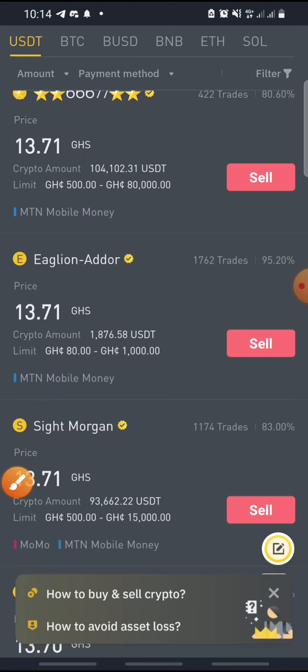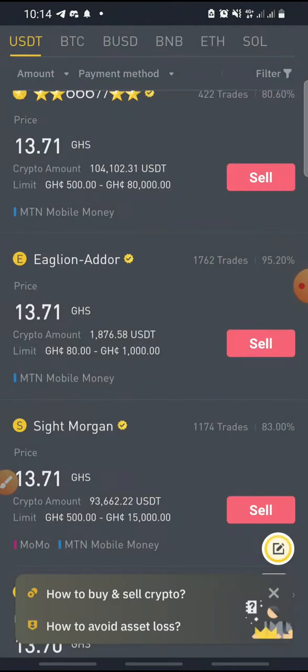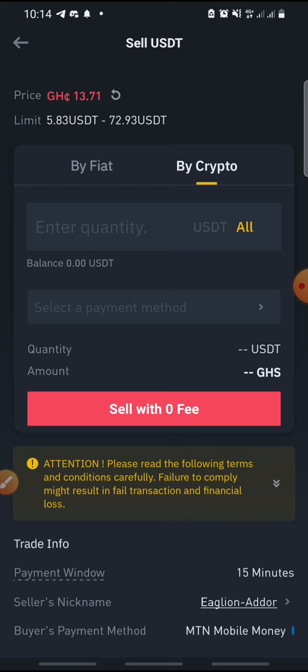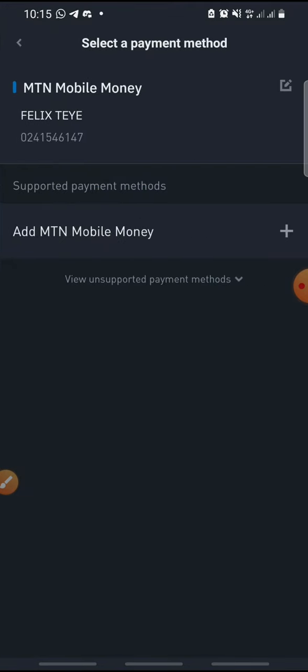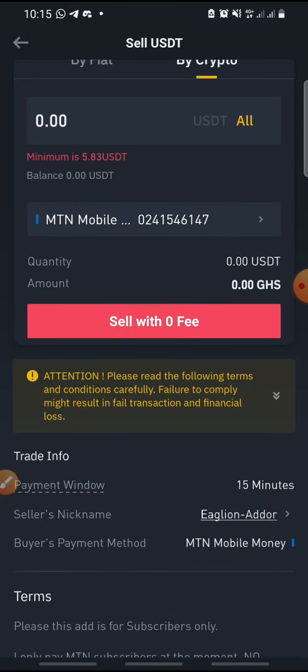So say I'm satisfied with this guy, and so I want to do business with him. I come to sell. Okay. Now that I've come to sell, I have my details here. All the money that I have in my funding wallet, I pull it here, and then the payment method. I'm going to look for the payment method, which I have this as my payment method because it's also going to send me Momo.